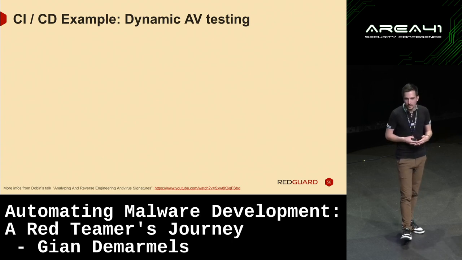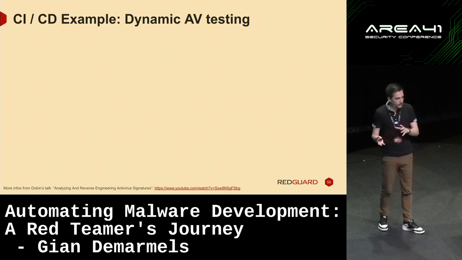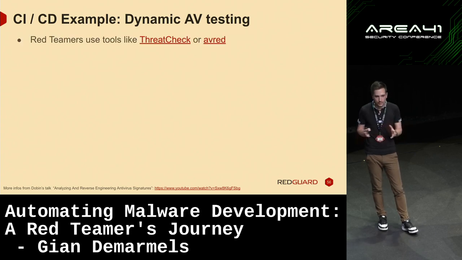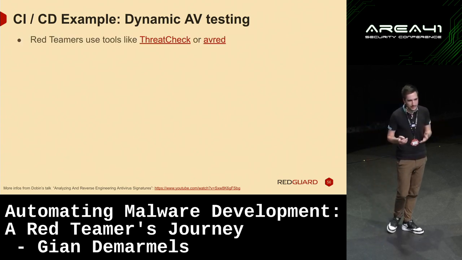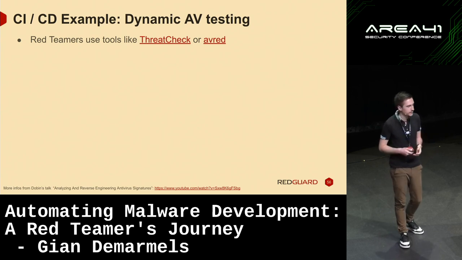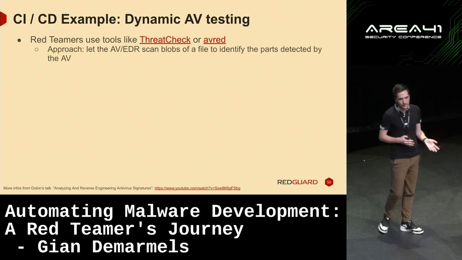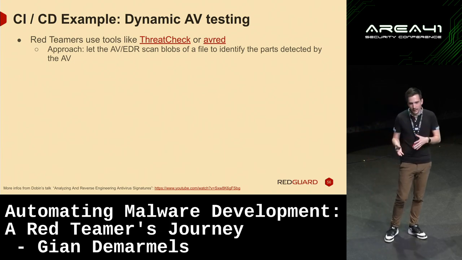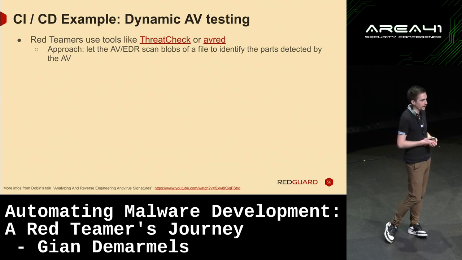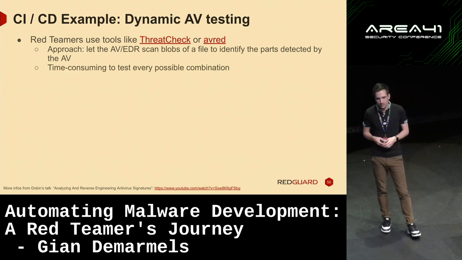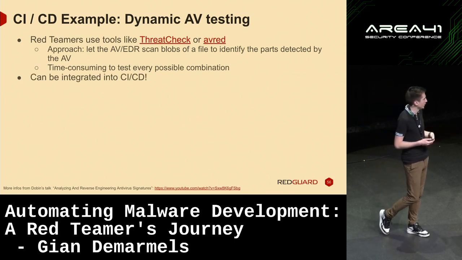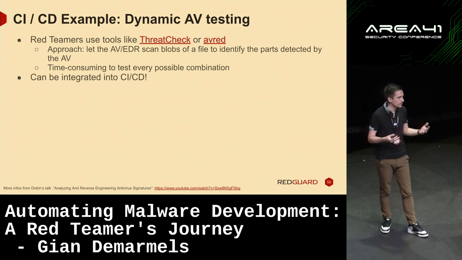Another approach is that you can also integrate dynamic AV testing inside the CI/CD. I think most red teamers and pen testers know tools like ThreatCheck or have probably already used them. The approach is to let the AV scan a blob of the file and detect which parts are detected by an AV. It is very time consuming if you want to test every possible combination out of such a framework, and therefore you can integrate it inside the CI/CD.